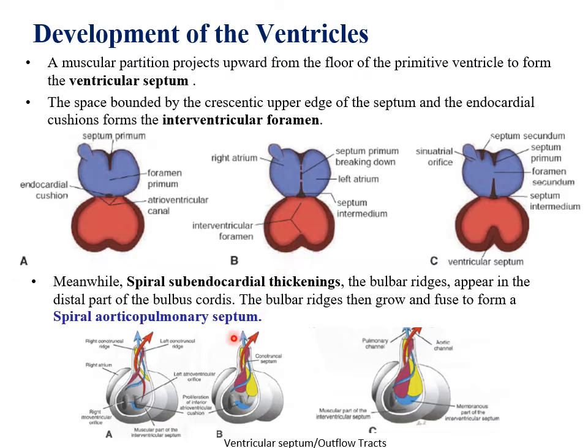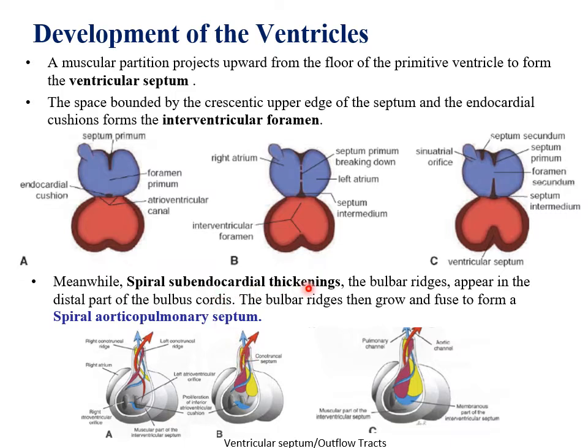Going hand in hand, I mean simultaneously, there will be some sort of spiral subendocardial thickening, and by spiral endocardial thickening of the aortoconus tunnel, the aim is to form some sort of spiral aortopulmonary septum. That's to say something separating the future aorta and the pulmonary trunk.